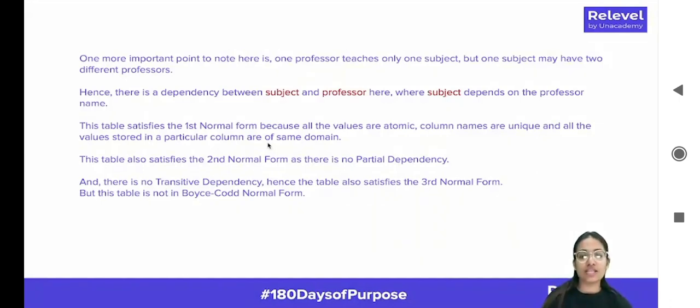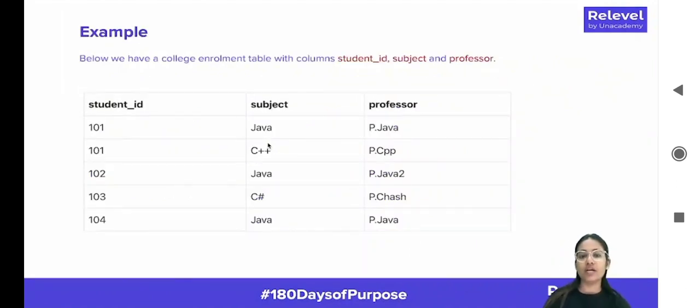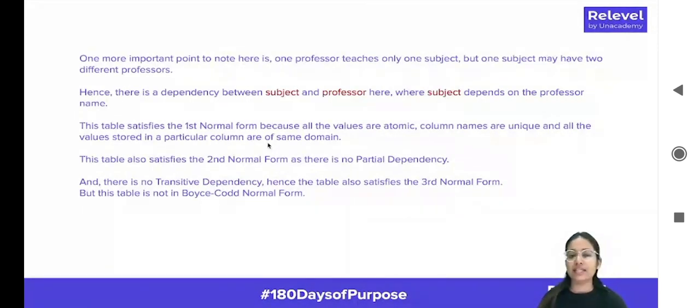Now the second rule, second normal form, is that there should not be any partial dependency. Here we have student ID, subject and professor, and this table does not have any partial dependency, meaning the other attributes are not partially dependent on just one part of the primary key. So it is in second normal form as well. The third one is that there should not be any transitive dependency, and as there is no transitive dependency, we can say that the third normal form is satisfied.